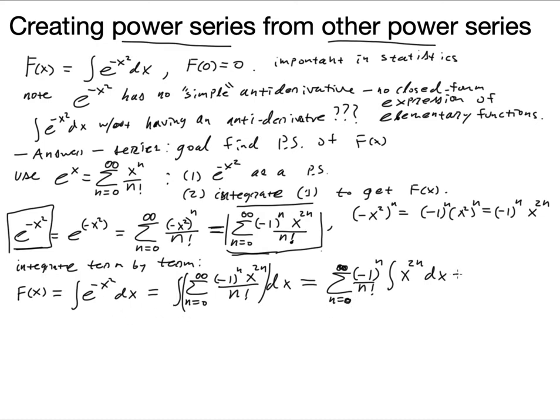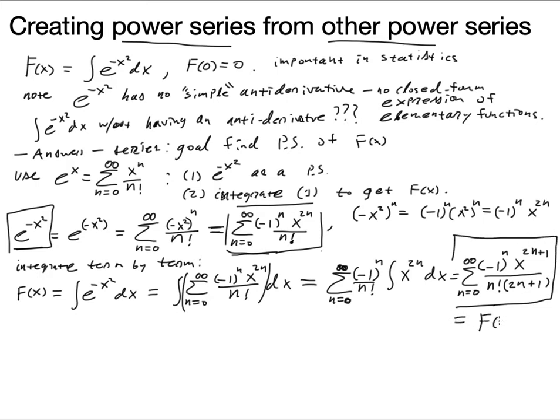Well, we can do that real quick. This is going to be the sum of n from 0 up to forever of negative 1 to the n power, x to the 2n plus 1, all over n factorial times 2n plus 1, since we're doing the reverse power rule. All right, so there we go. That is the answer to finding a power series. This right here is equal to my f of x power series. And that is really nice.